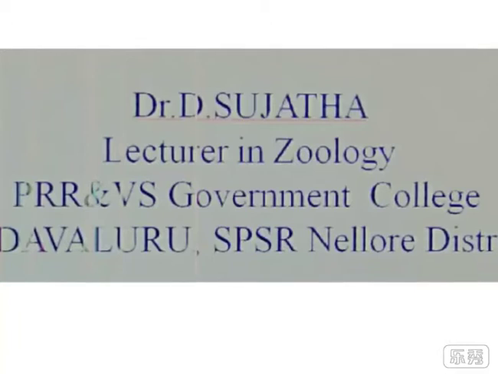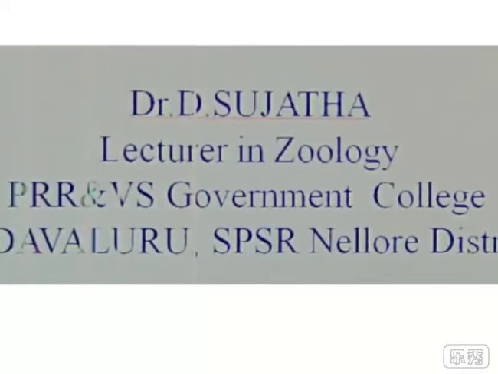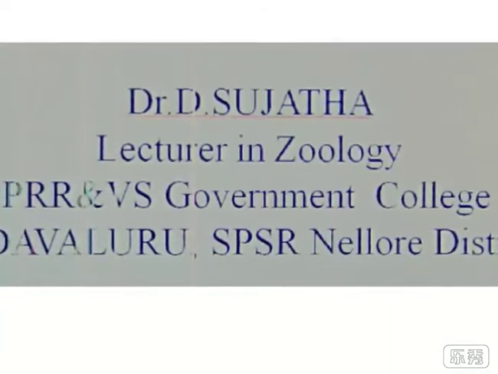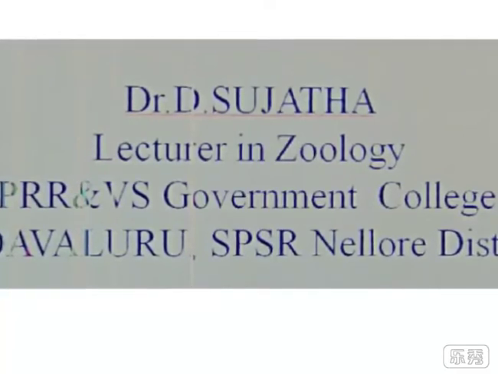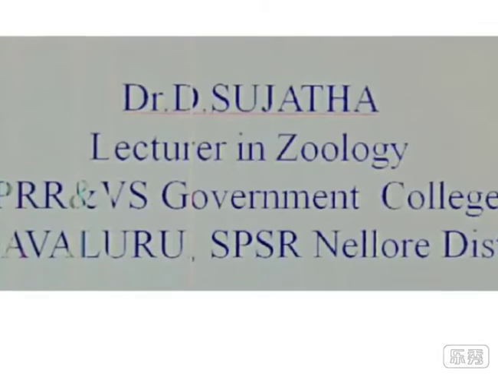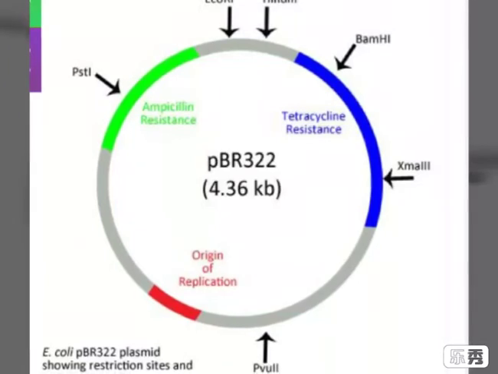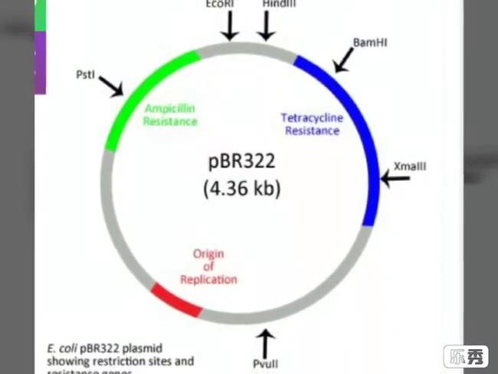Today my topic is PBR 322. PBR 322 was one of the artificial cloning vectors. This artificial cloning vector was constructed by Bolivar and Rodriguez in 1977. A vector is a molecule of DNA where DNA of interest can be integrated. The figure indicates all the salient features of the vector.